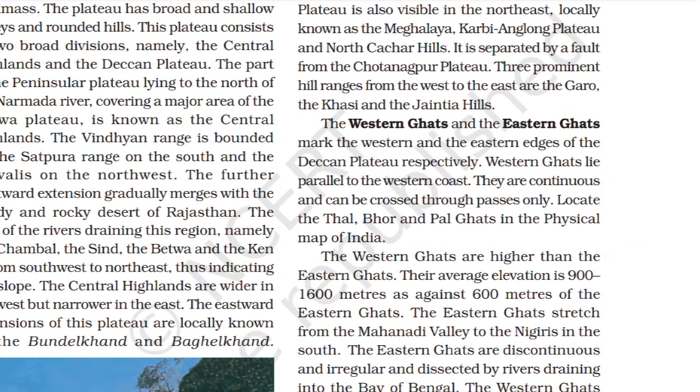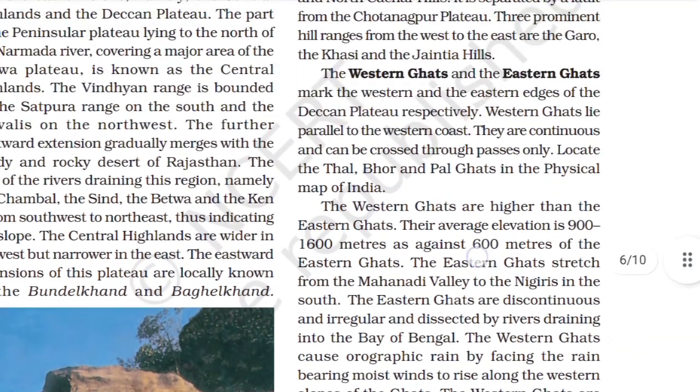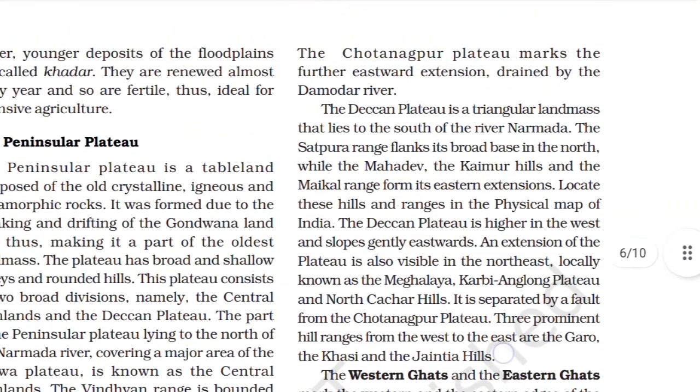The Central Highlands are wider in the west but narrower in the east. The eastward extension of the plateau is locally called Bundelkhand or Baghelkhand. The Chota Nagpur Plateau marks the further eastward extension, drained by the Damodar River. The Deccan Plateau is a triangular landmass that lies in the south of the river Narmada.